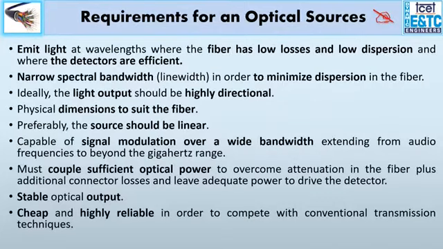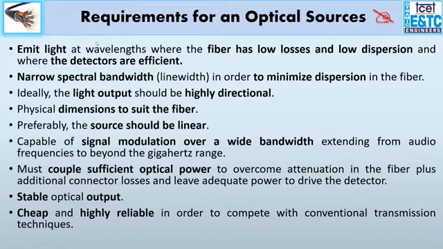Now, what are the requirements? When I'm designing a light source, the design consideration is definitely that it should emit the wavelength, as I told you previously, where the fiber has low losses. That is, it should be able to give you wavelengths in the bands of 1330, 1550 and also 850 nanometers.